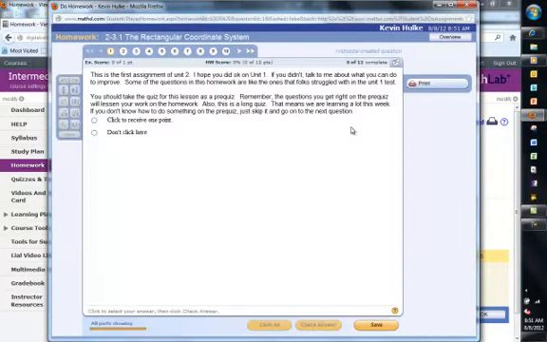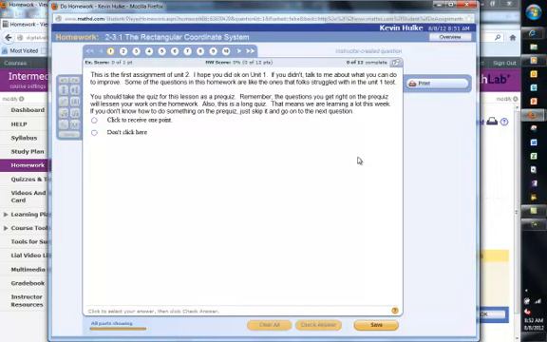Okay, so here we go. This is the first assignment of Unit 2. I hope you did okay on Unit 1. If you didn't, talk to me about what you can do to improve. Some of the questions in this homework are like the ones that folks struggled with in the Unit 1 test. You should take the quiz for this lesson as a pre-quiz. Remember, the questions you get right on the quiz will lessen your work on the homework.